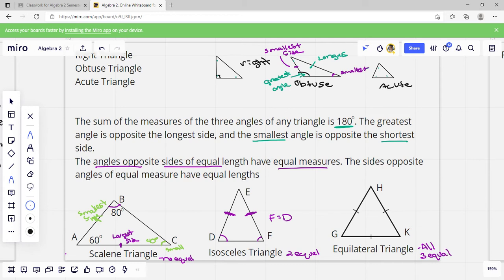Now, if all three of these are equal and they have to equal 180, that means we have three angles, and they all have to be equal to each other. So we're just going to take 180 and divide it by 3. And that means that all three of these equal 60 degrees. Okay?